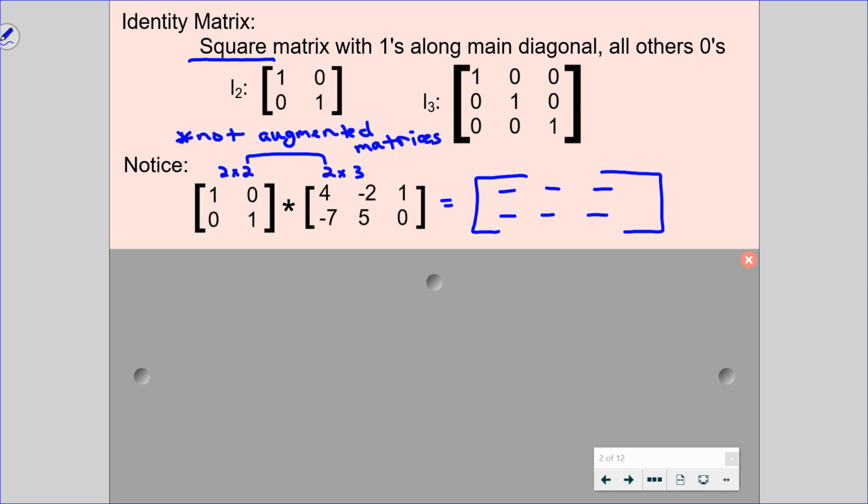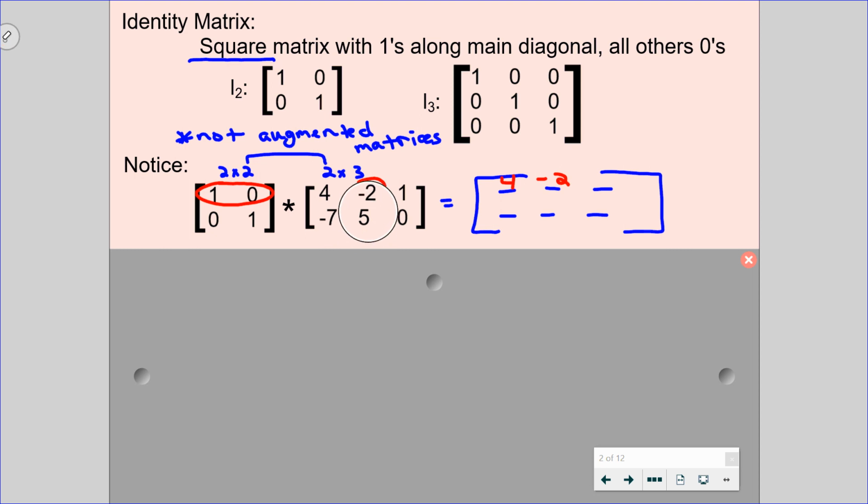And if we would actually go through and perform our multiplication, we would have our first row multiplied by our first column. So we would do 1 times 4, which is 4, 0 times -7, 0. Add those two together, and we wind up with a 4 for our first answer. We keep going, and now if we do row 1 times the next spot, our column 2, 1 times -2 is -2, 0 times 5 is 0. We end up with a -2 in that case.